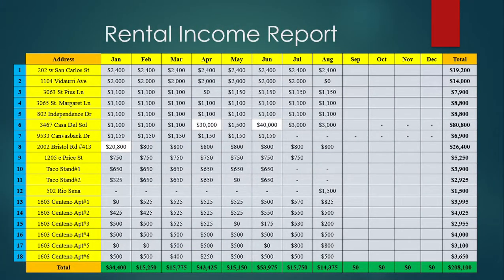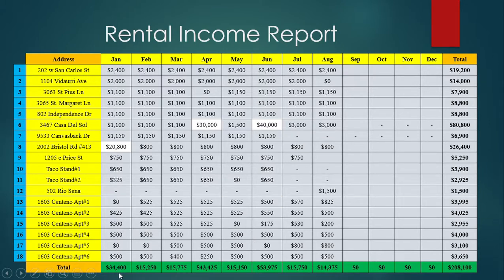So the last step is the report. I don't use the receipt book to fill this report out. I do this report on my own. I use the actual envelope and the bank deposit slip to fill out this report. So this report is basically up to date until August. It shows all the rents that I have received. I have it by month and by property.